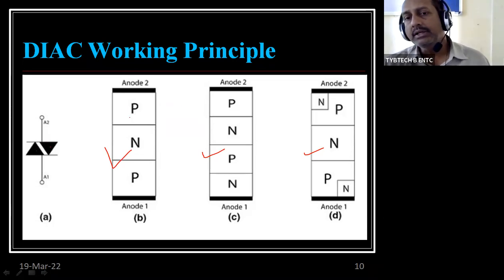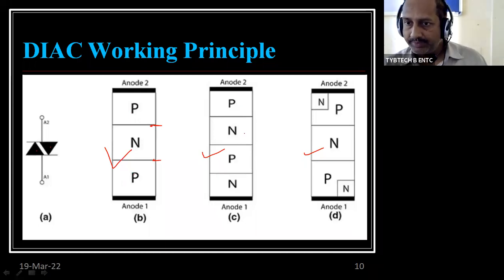That is, using these two diodes. In the 3-layer, there will be 2 junctions, and it will be a simple PNP. So it is just like your transistor. But what is the difference between this and your transistor? Here 2 terminals are there. In a transistor, 3 terminals are there. That is, no base is here.